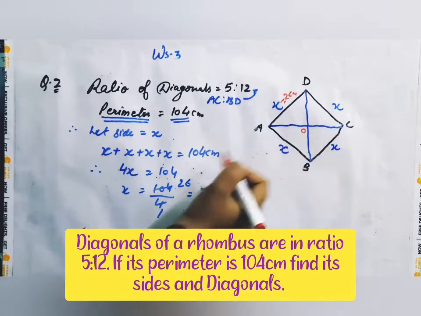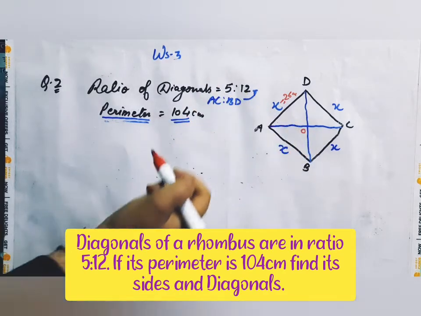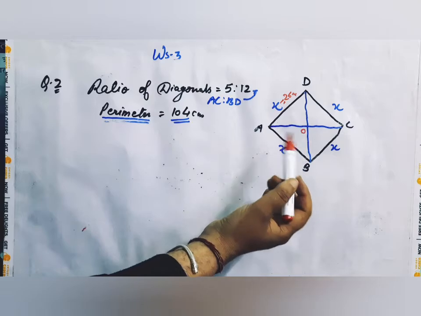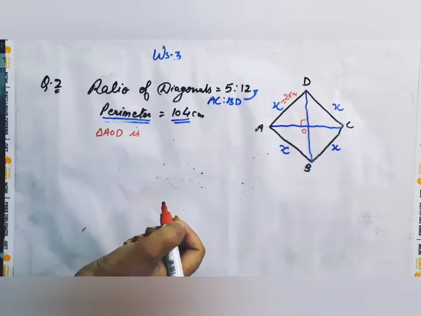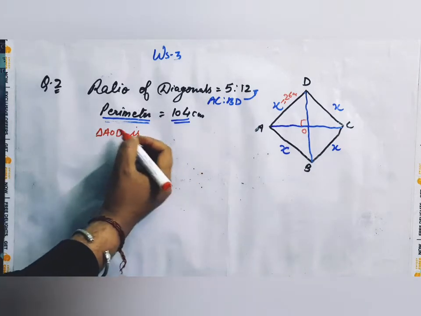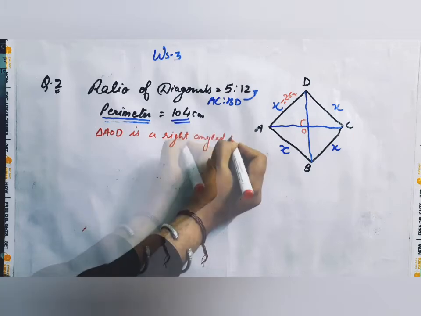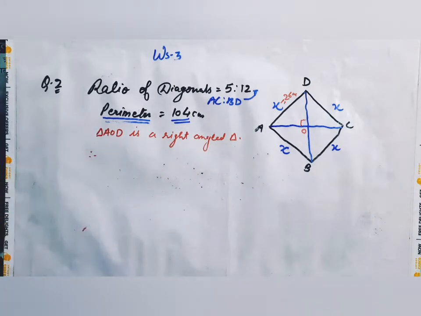Now let O be the point of intersection. If O is the point of intersection, we know that the diagonals of a rhombus bisect each other at right angles. This means triangle AOD is a right angled triangle. Therefore, we can use the Pythagoras theorem here, but first of all we have to see the dimensions.